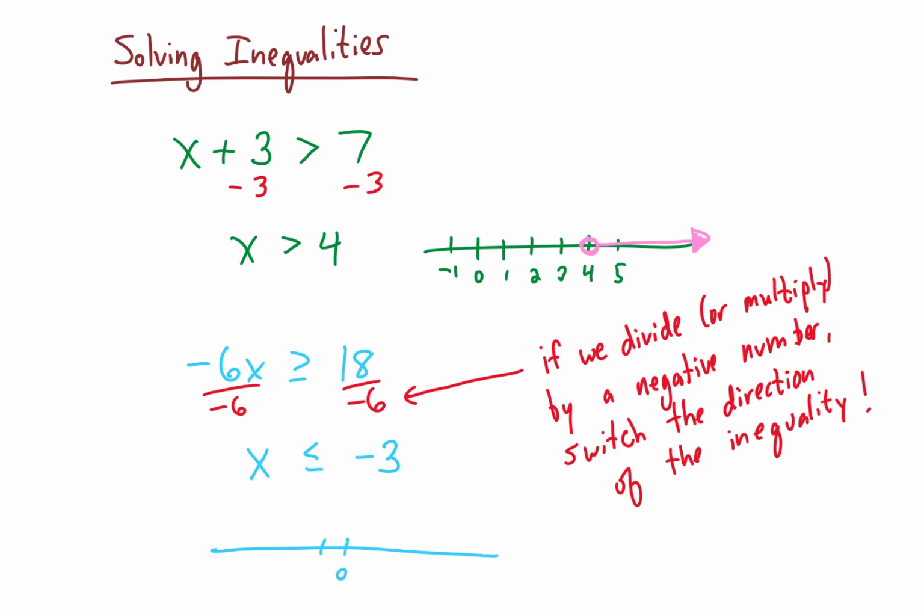If we wanted to graph that solution, we would have negative 3 over here. We would use a closed circle because we have an equal sign on this inequality, and we would shade everything to the left because it's a less than.